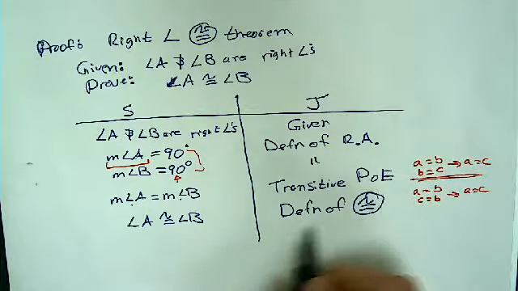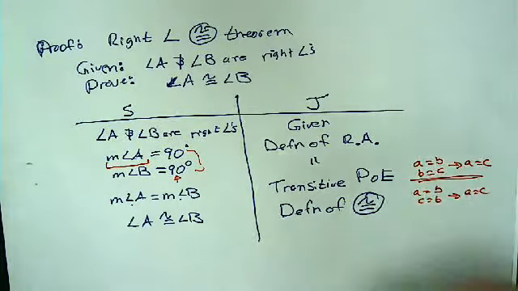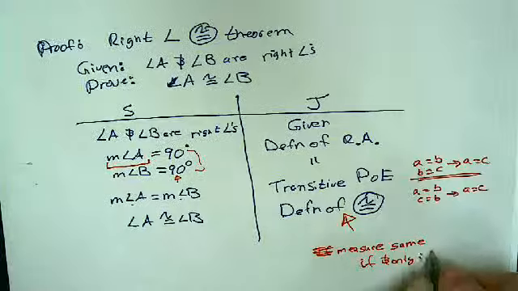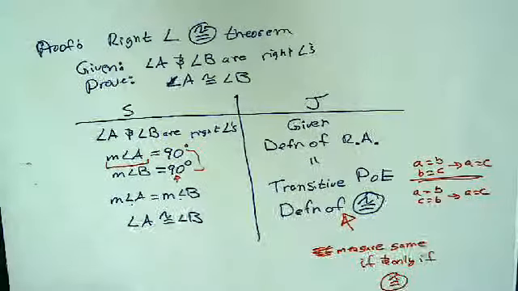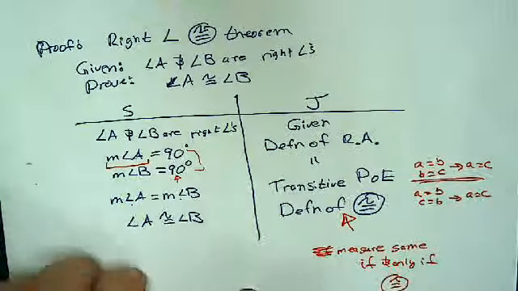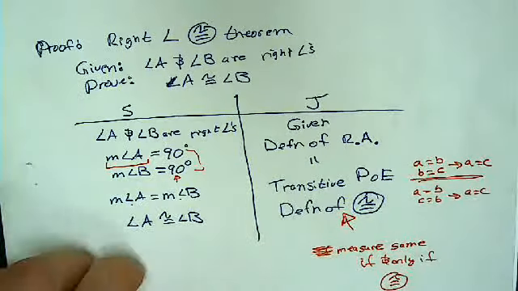Just congruence in general. Yeah, the definition of congruence on its own says that if the measures are the same, if and only if, they're congruent. And that applies to all things. If two segments have the same measurements, so if I were to say AB equals CD, then I can say segment AB is congruent to segment CD. And that's all by the definition of congruent.